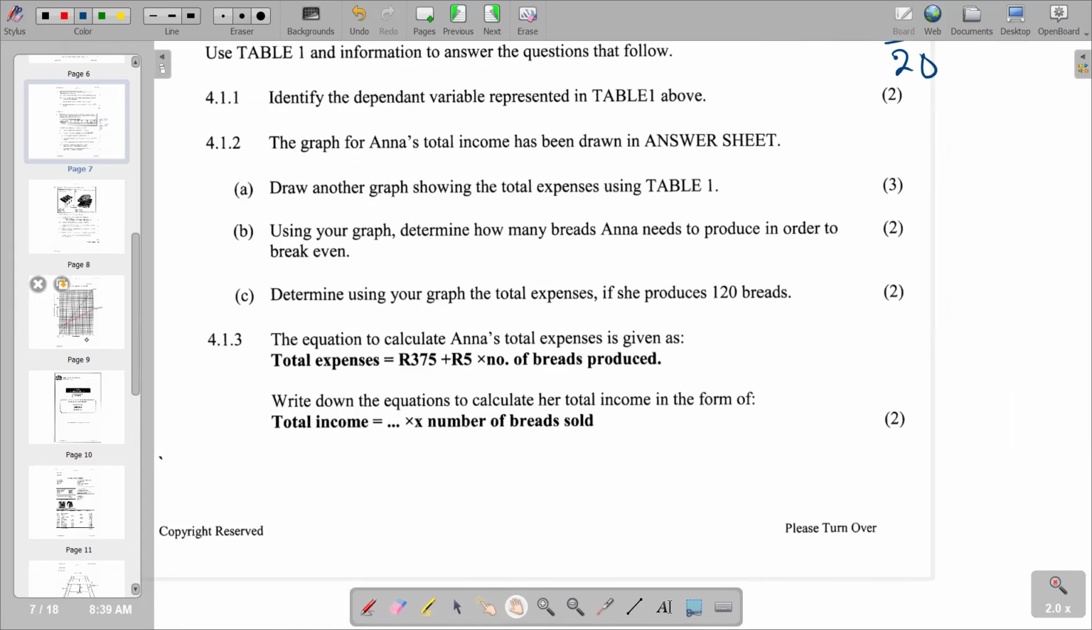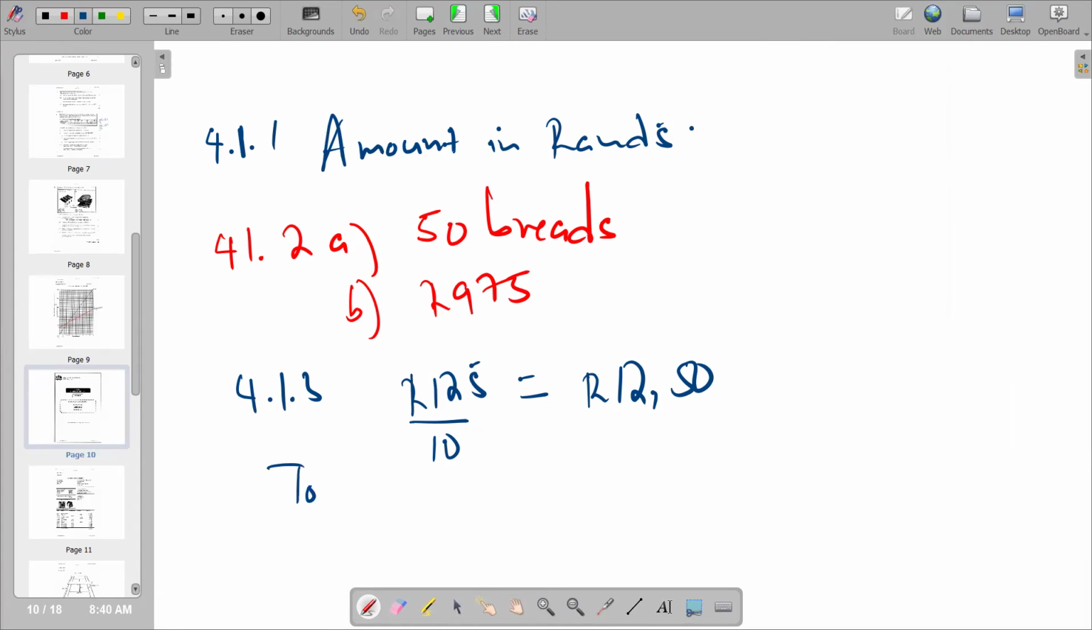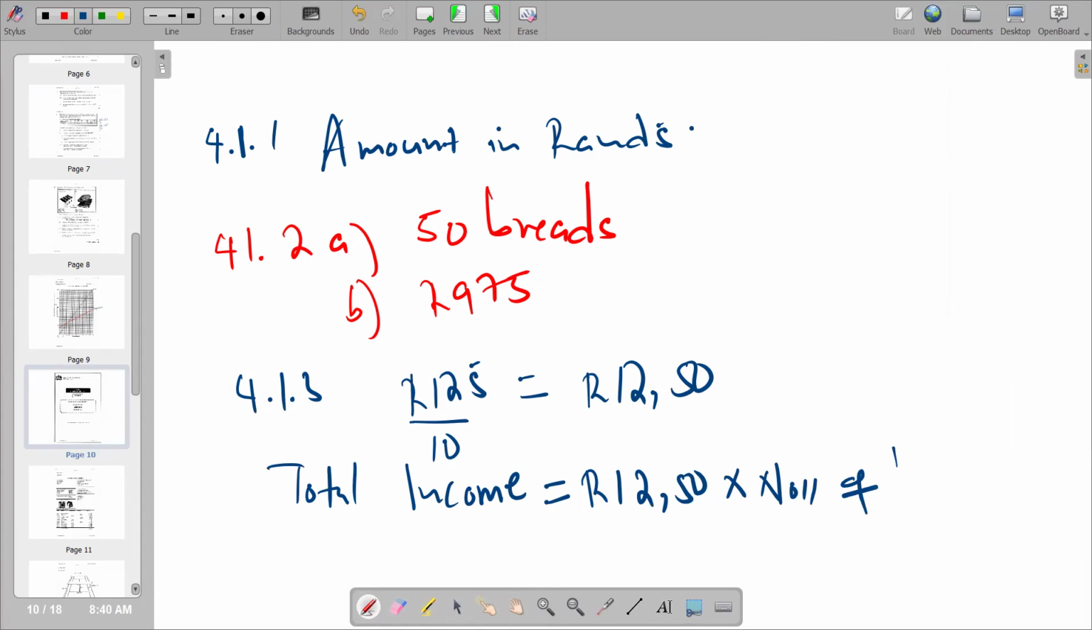So we summarize as such, whereby we say 4.1.3. We're saying first of all, we show the calculation of the constant, which is 12 rand 50 cents. And then we express it now in the form of total income equal to 12.50 times number of braids sold. So this is what we have.